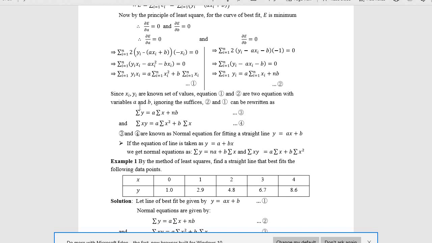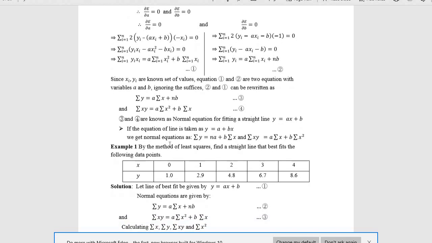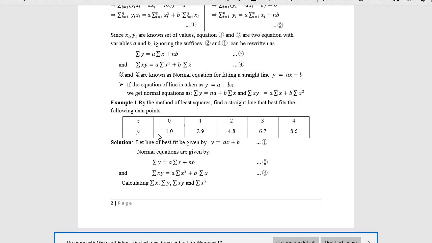What data is required? Sum of the y values, sum of the x values, sum of the product of xy values, and sum of the squares of the x values. Depending upon the normal equations, we construct the table. Here the table contains the sum of x values, sum of y values, sum of xy product, and sum of x square.